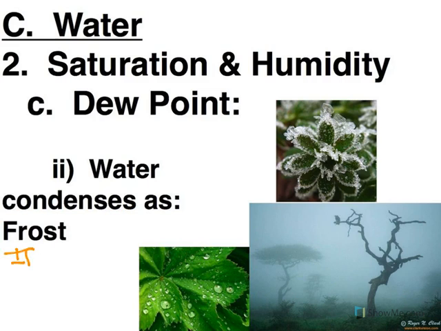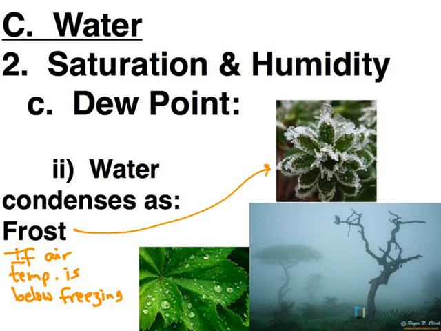If the air temperature is below freezing, then you get frost. And so here's our frost picture. So it's water condensing, it's just that the water is then freezing into ice, and that's what frost is. It's just a little coating of ice on plants, usually, or your car. And that is because the air temperature is cold enough that instead of getting dew on the plants or on your car, it's going to end up forming as ice instead.